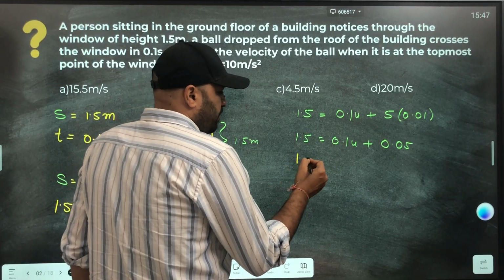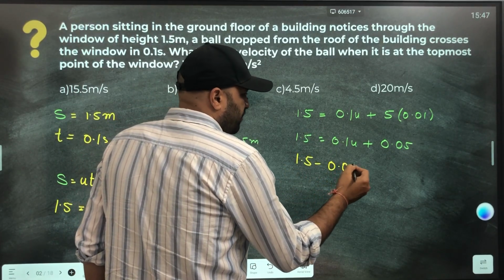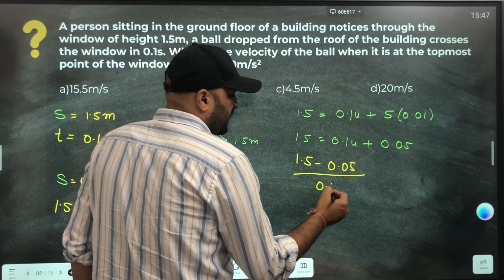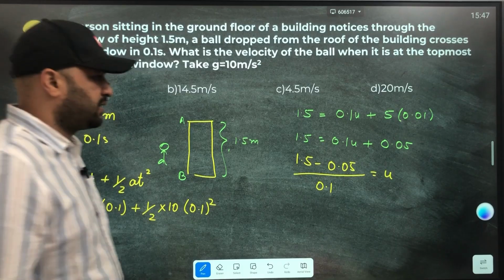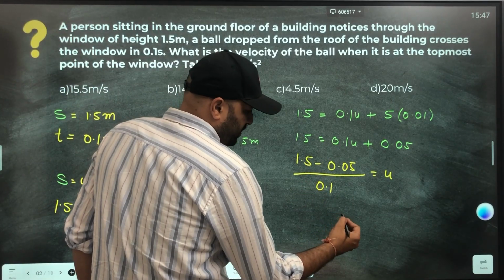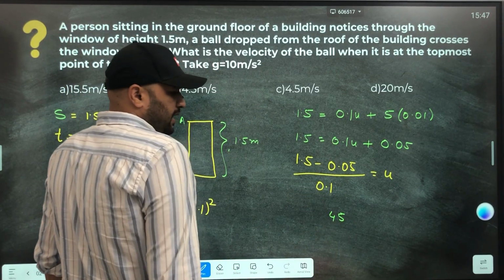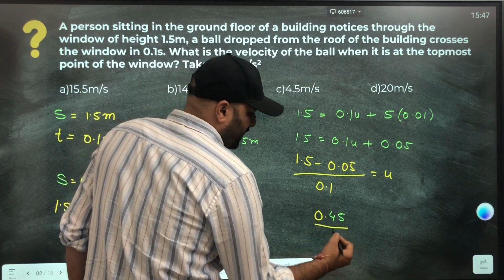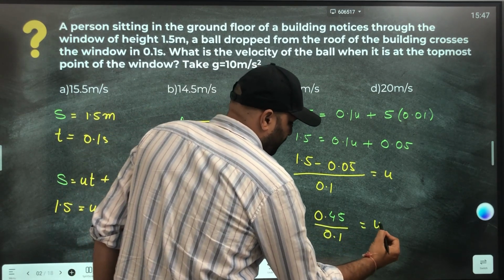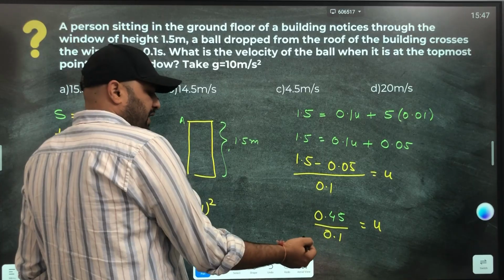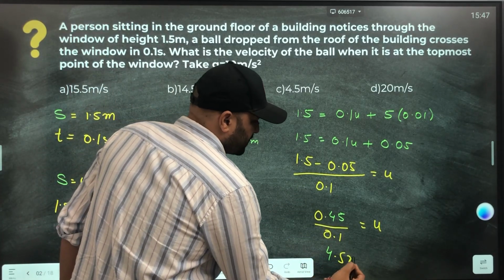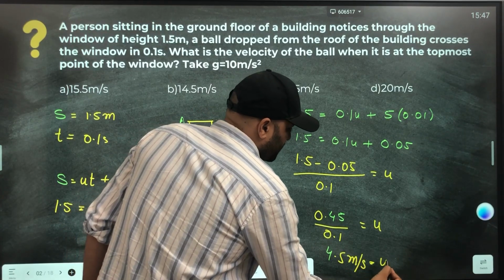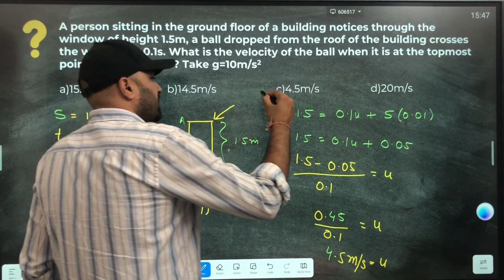It will be 1.5 minus 0.05 whole divided by 0.1. That's our u. Correct? So 1.5 minus 0.05, let's simplify. 150 minus 5 is 145, correct? And 0.45 whole divided by 0.1, that's our u. Okay. And removing this, you will get 100 here down. Removing that 10, you will get 4.5 meter per second. That's our initial velocity at this point, at the topmost point.